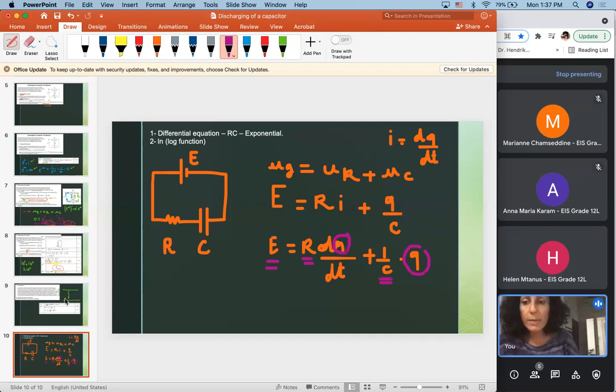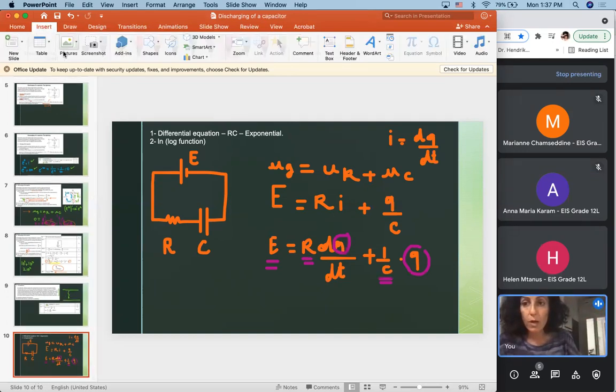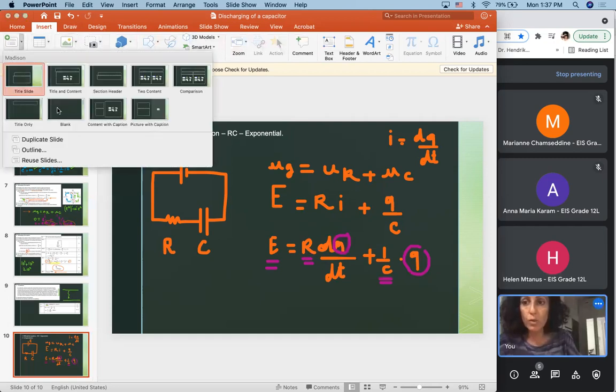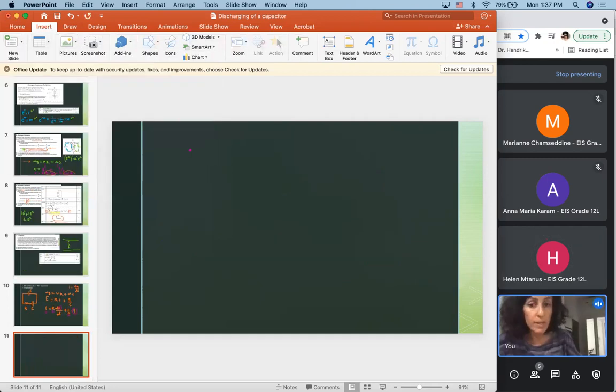All right, now I'm gonna take the same exact idea, but I'm gonna do discharge. So this is a new slide. I'm gonna take no generator at all. I'm gonna take a resistor and then a capacitor. Okay, I'm gonna assume that my capacitor is full. I can say U generator is equal to U resistor plus U capacitor.